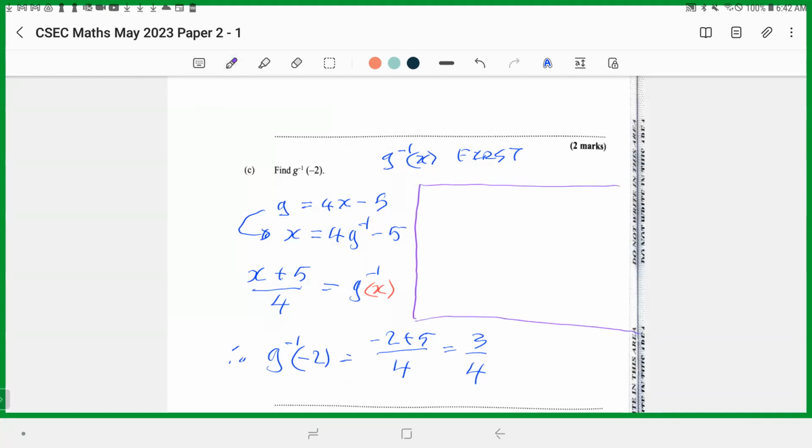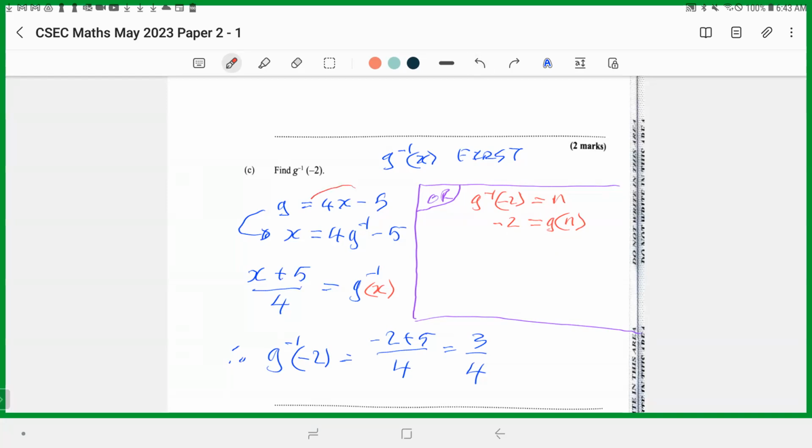So this is our OR method, a method that we can use. We don't need to calculate g inverse first. So in this method, it's like we put this equal to some number, say n. So g inverse of -2 equals n, some number. It means that -2 is equal to g of n. So you're really solving g of n equals -2. That's what you're really solving now.